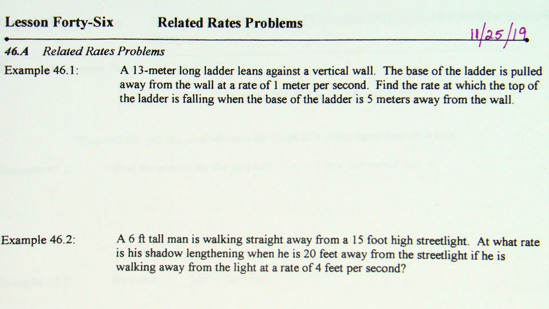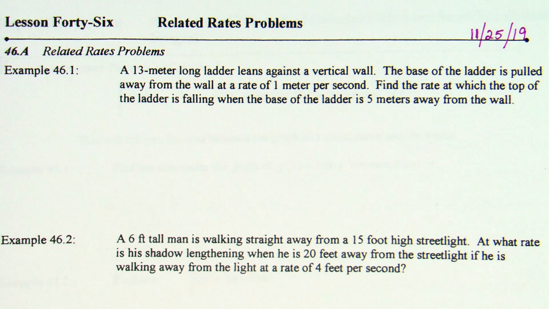Okay? So, example 1. A 13-meter long ladder leans against a vertical wall. The base of the ladder is pulled away from the wall at a rate of 1 meter per second. Find the rate at which the top of the ladder is falling when the base of the ladder is 5 meters away from the wall.